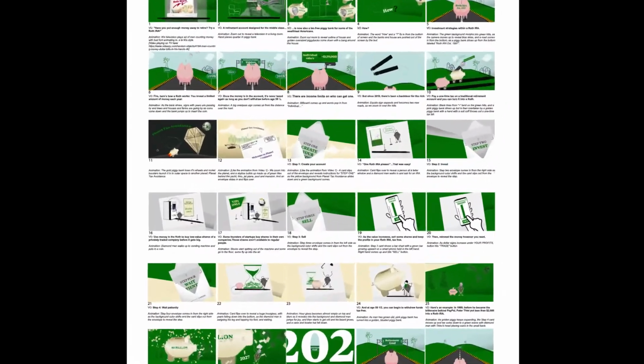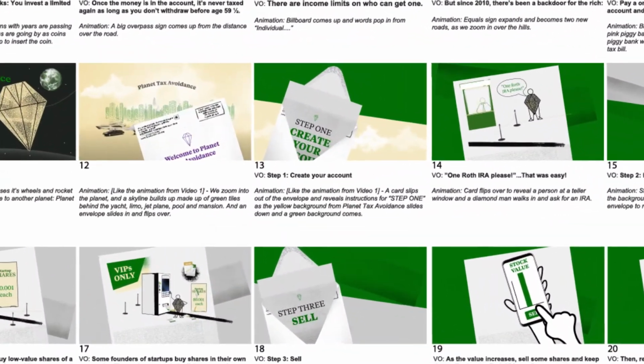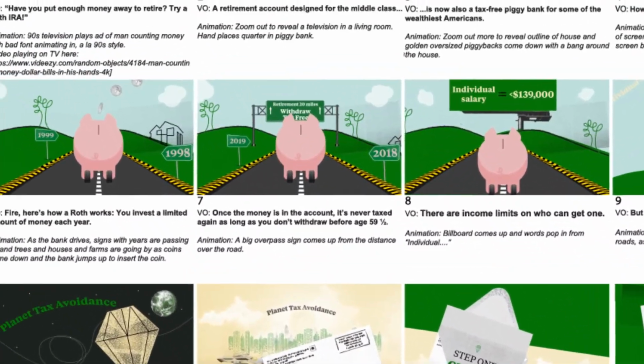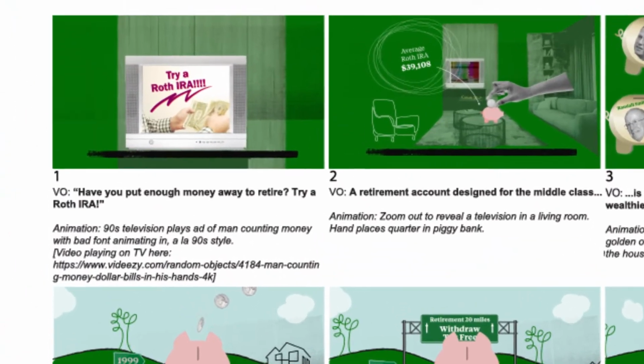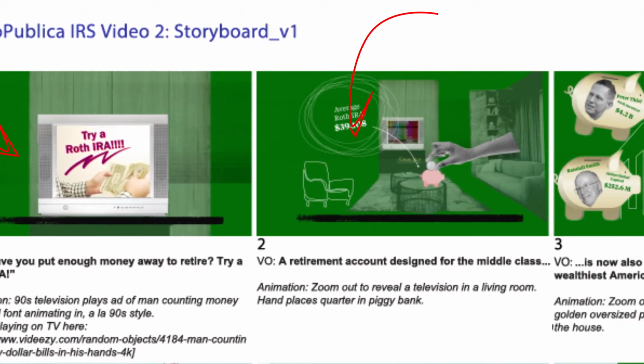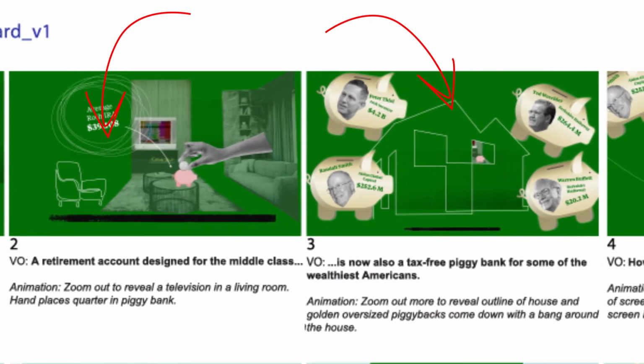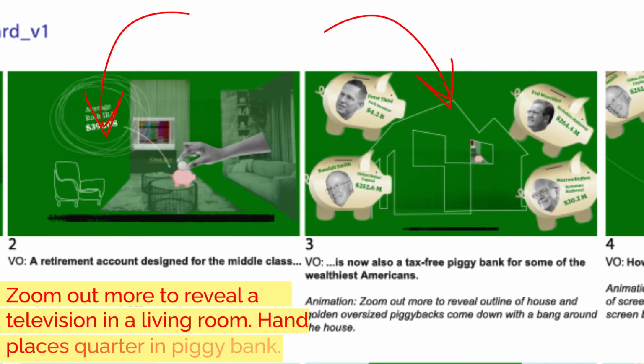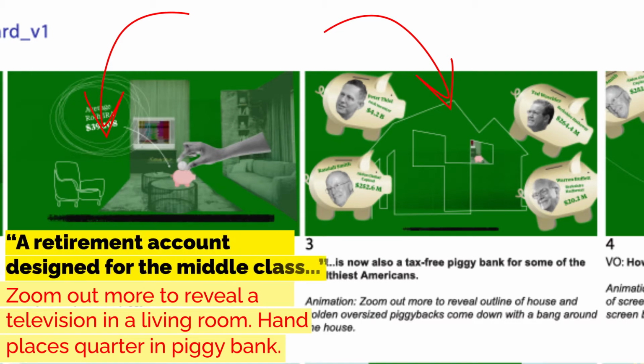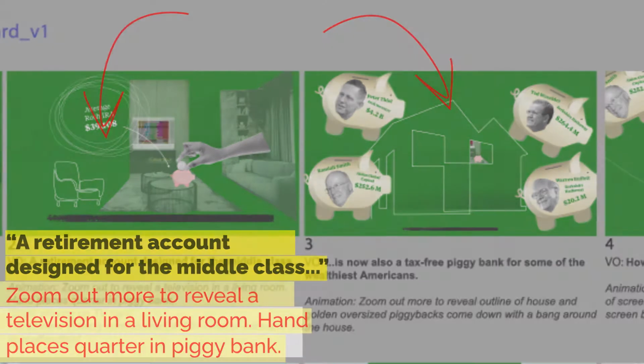Step 4, the storyboard. Next, it's time to create the roadmap to your video. The roadmap shows frame by frame where and how the artwork and text will appear. This means we will create a frame with artwork for every few seconds of your script, with descriptive text to explain how the artwork will move, as well as the line of text that will be heard over the animation in the voiceover.